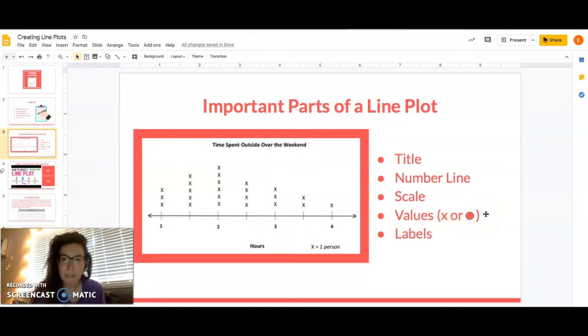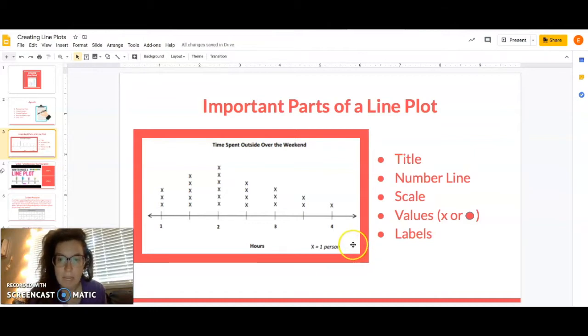Next is the values, right? So the values could be represented with an X, or sometimes you'll see them represented with a dot. They mean the same thing. In this case, it's an X, and an X equals one person. So if I wanted to figure out how many people were shown on this whole line plot, I could count all of the X's.